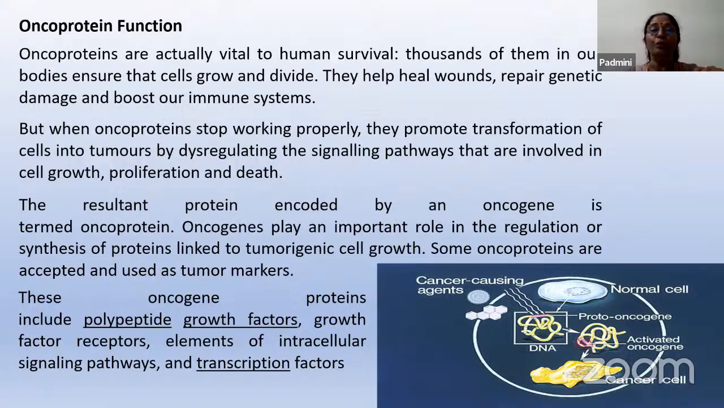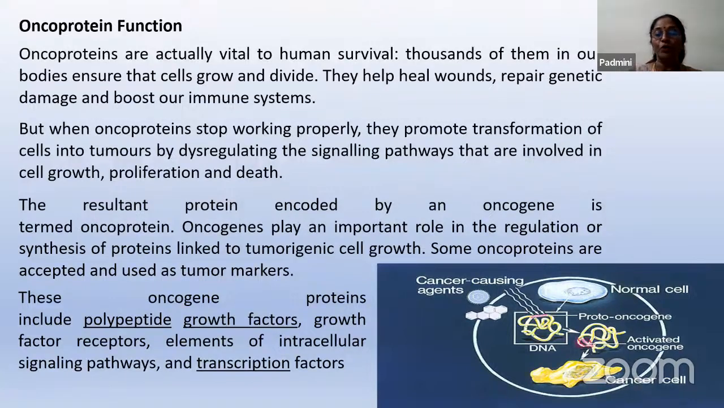Which one? Oncoproteins. But when oncoproteins stop working properly, they promote transformation of cells in the tumors by dysregulating the signaling pathways that are involved in cell growth, proliferation, and cell death. Cell growth has to occur, mutations have to occur, mitosis has to occur. And once the mitosis occurs, you're going to proliferate the cells. After the cell has proliferated, after the work is done, they have to die. But here, there is no death occurring. That leads to cancer cells.